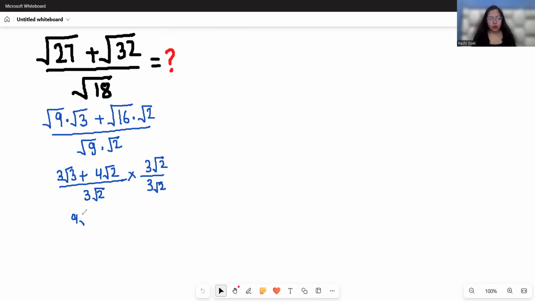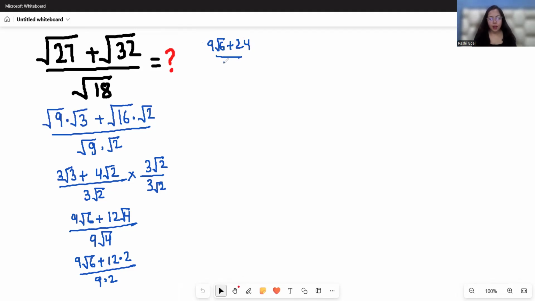as 9√6 plus 12√4 by 9√4. Now we can write this as 9√6 plus 12, this √4 as 2, similarly 9 times 2. So 9√6 plus 24 by 18. So 9√6 by 18 plus 24 by 18.